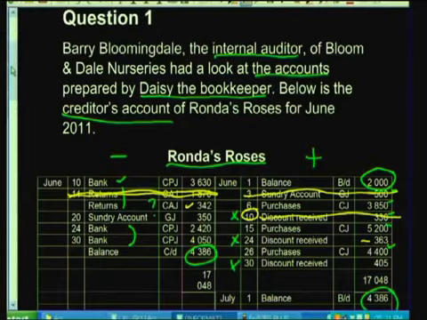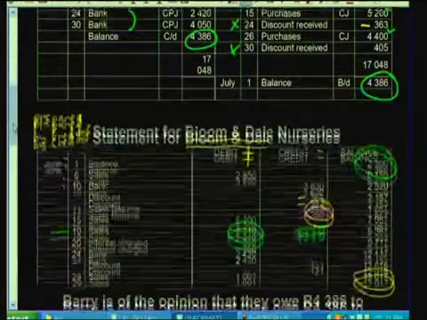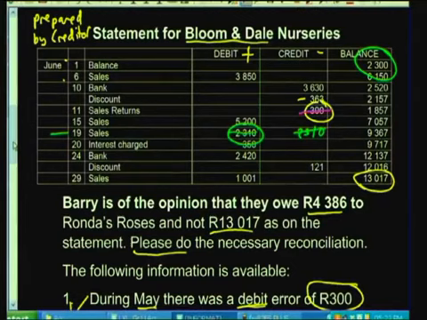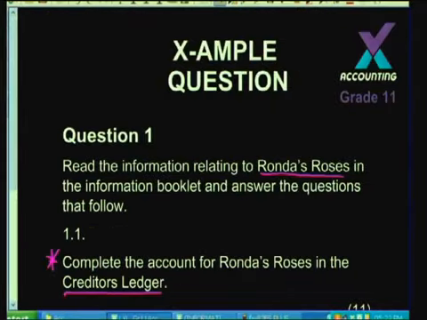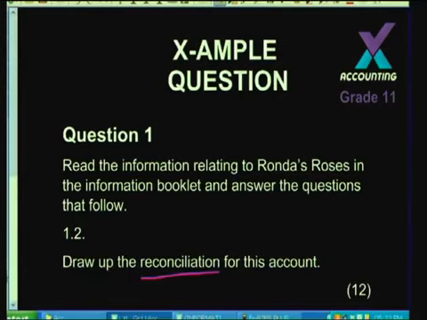Again, you ask yourself, who has made the mistake? Was it us or was it them? If it's us, we need to go up here and update our books. If it's them, we put it in the creditor's reconciliation statement. The question has told us that Rhonda's Roses has made the error, so it should be clear to you that we must go to the creditor's reconciliation statement.